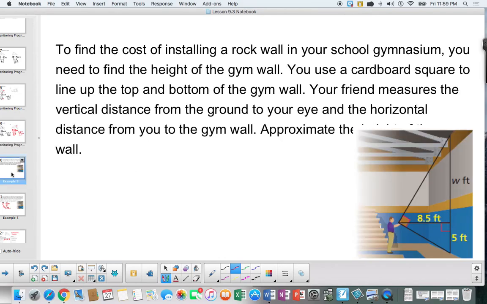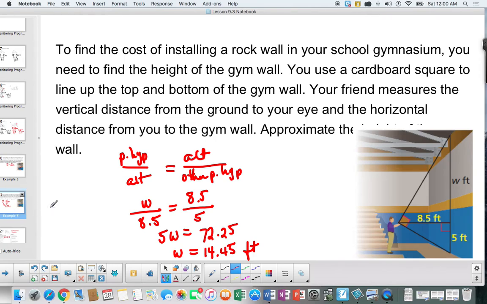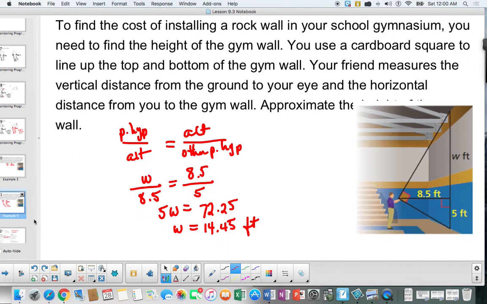Let's take a look at this problem. We're trying to find W, and the first thing you need to understand is which theorem you are going to use. Are you going to use the geometric mean altitude theorem or the geometric mean leg theorem? You can see that 8.5 really is an altitude, so you're going to want to use the altitude theorem, in which the altitude is the geometric mean between one part of the hypotenuse and the other part of the hypotenuse. On the next screen, you're going to see that I've substituted the numbers, and I cross multiply and find my answer.